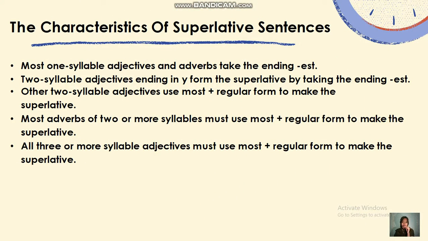The characteristics of a superlative sentence. First, most one-syllable adjectives and adverbs take the ending "est". Second, two-syllable adjectives ending in "y" form the superlative by taking the ending "est". Third, other two-syllable adjectives use most plus regular form to make the superlative. Fourth, most adverbs of two or more syllables must use most plus regular form to make the superlative. And the fifth, all three or more syllable adjectives must use most plus regular form to make the superlative.